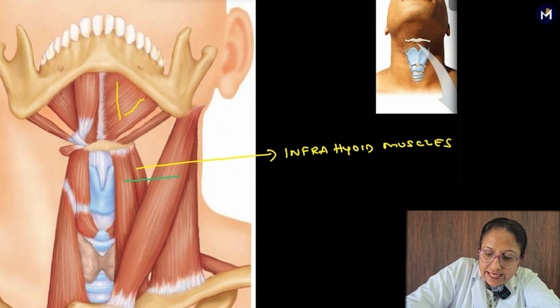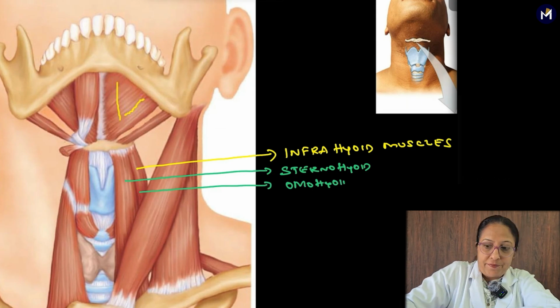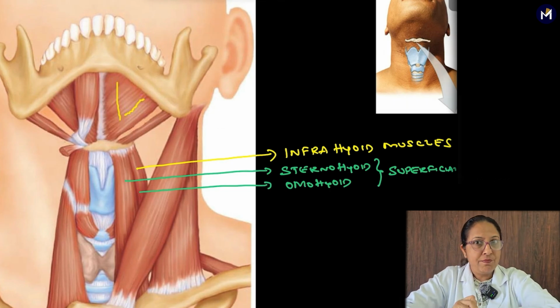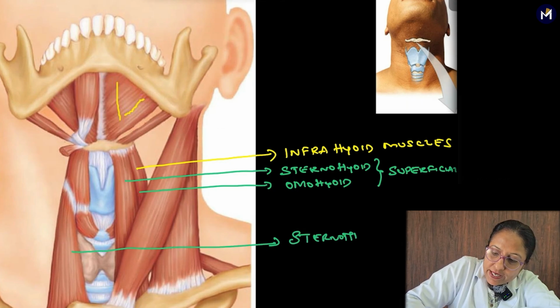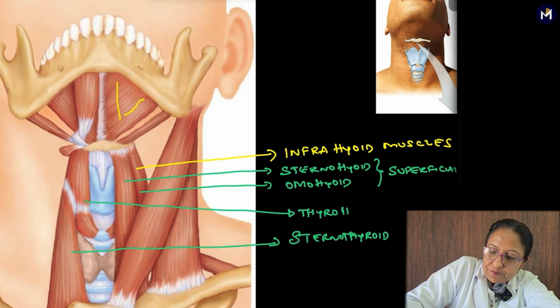This muscle is sternohyoid, and lying just lateral to it is omohyoid. Both are superficial infrahyoid muscles. On the other hand, this muscle is sternothyroid, and its continuation above is thyrohyoid. These two are the deep infrahyoid muscles.